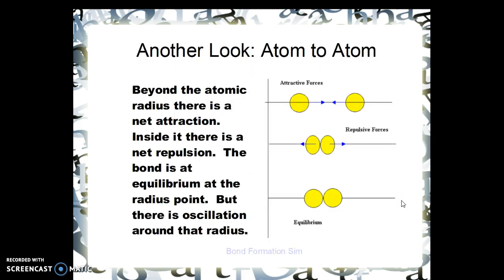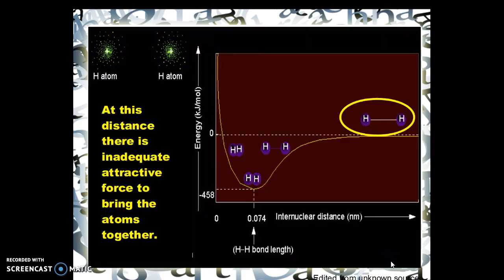Here's another look. Beyond the atomic radius, there is a net attraction. Inside it, there's a net repulsion. The equilibrium shows where the bond is and where the radius of each atom is. There's oscillation around that radius. We call that the stretch in infrared spectrophotometry.